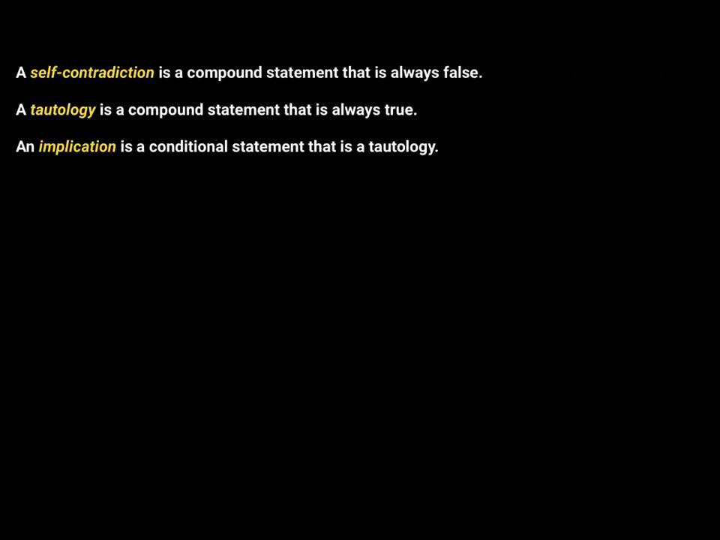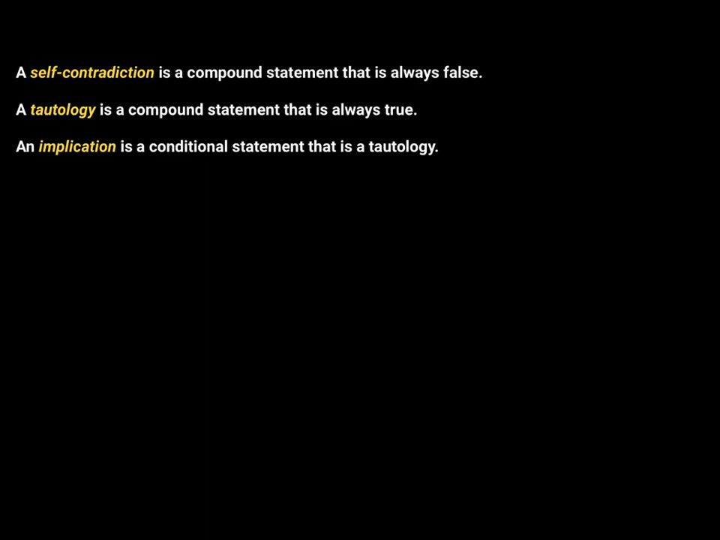Okay, to wrap this lesson up, we're going to end with these 3 vocabulary words here. First, a self-contradiction is simply a compound statement that is always false. A tautology is a compound statement that is always true. Now, an implication is a conditional statement that is a tautology. So an implication is a conditional statement. Remember, if P then Q, that is always true.